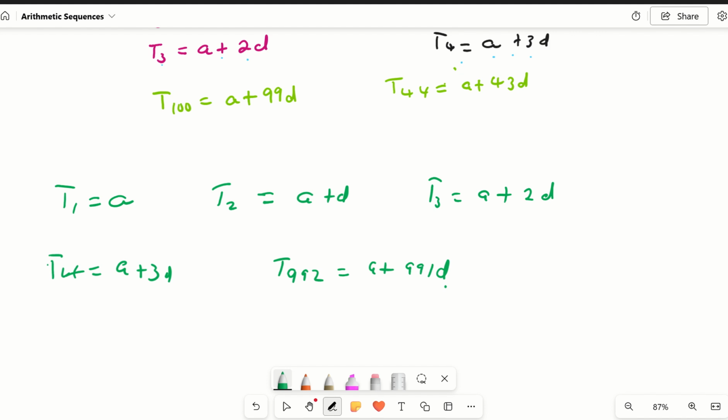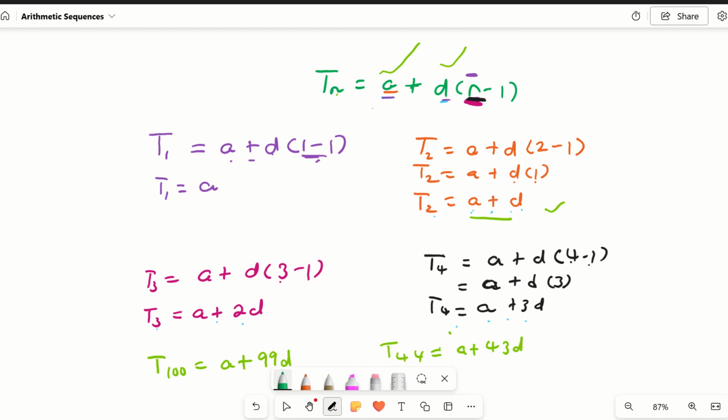You do not cram it. I repeat, you do not cram this. You're able to get it by just substituting n equal to 1, 2, 3, 4 into the general term of an arithmetic sequence.